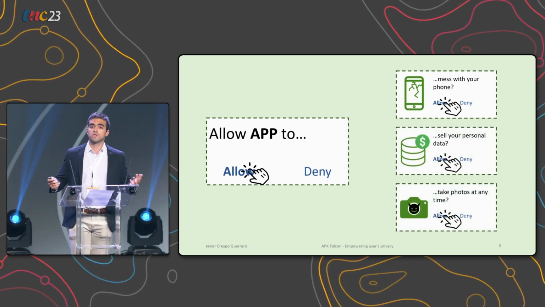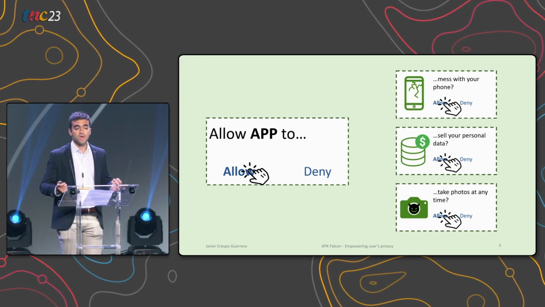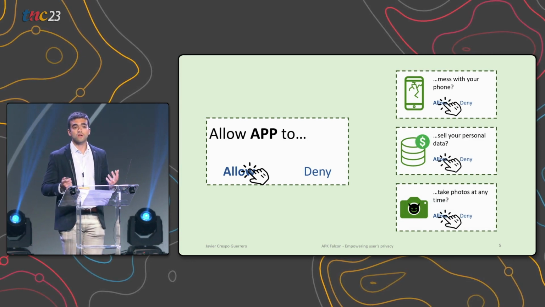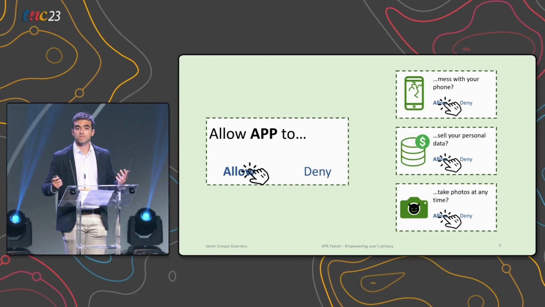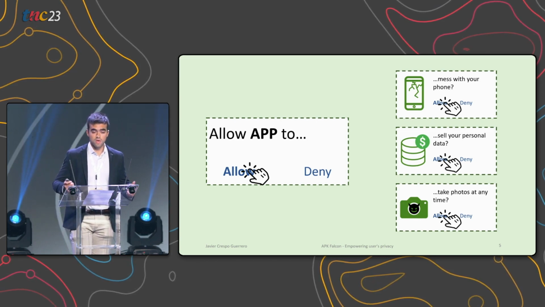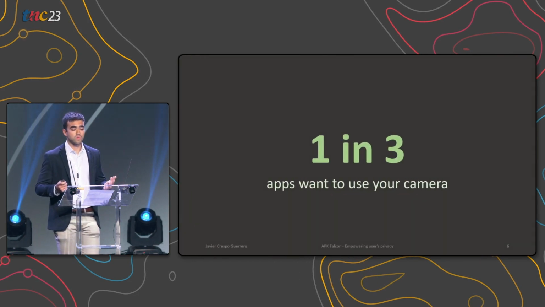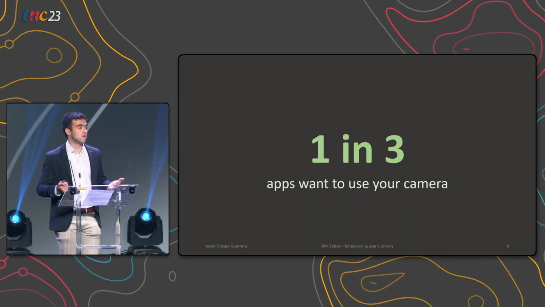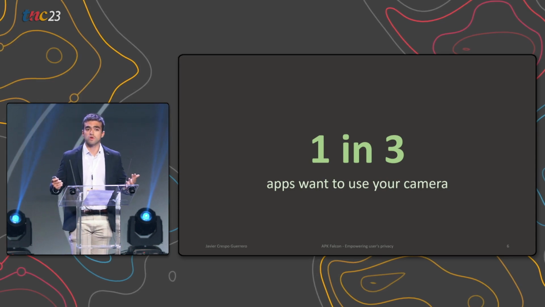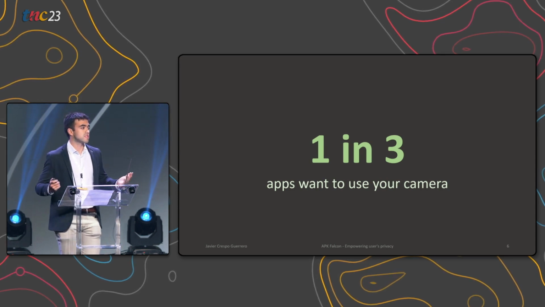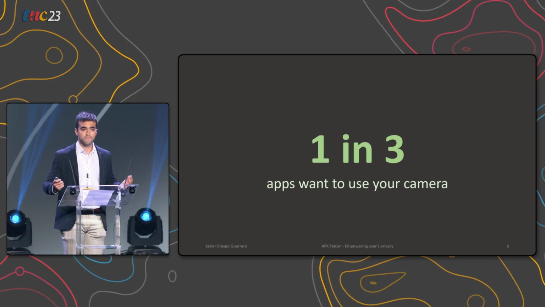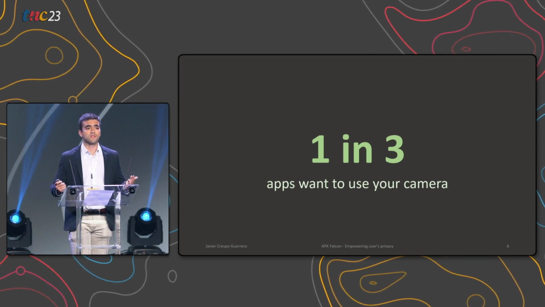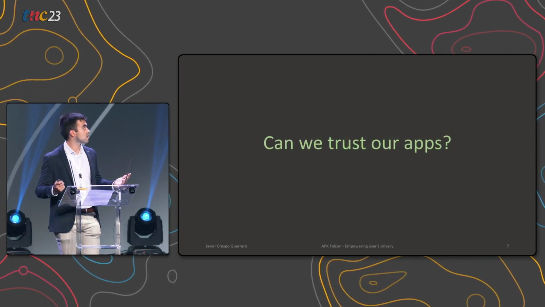And of course, by doing so, we are putting our privacy at risk, as most of the time we are not really conscious of where our information is being sent, what is being done with it, and whom it is being shared with. In fact, recent studies show that 1 in 3 popular apps want to access your camera. And obviously, not all these camera permissions are being used for good purposes, and of course, privacy standards are not always being fulfilled. So the question that arises here is, can we trust our apps?